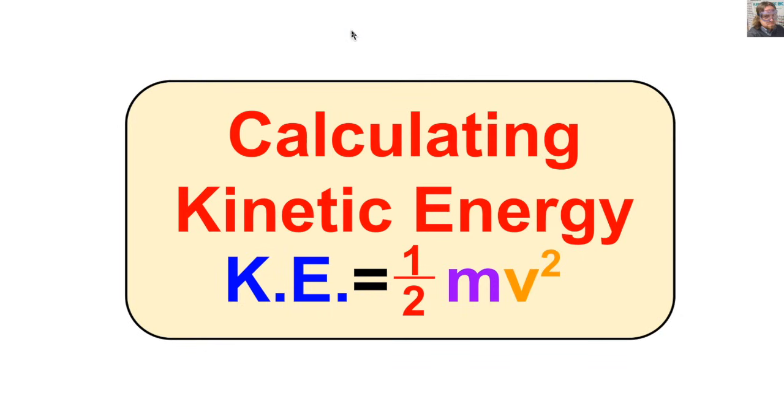Hey you guys, this is Mr. Millings, and in this video we are going to learn how to calculate the kinetic energy of different objects using the kinetic energy equation that we see right here. Kinetic energy equals 1/2 times the mass times the velocity squared.